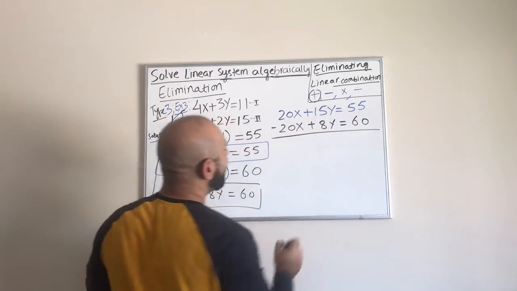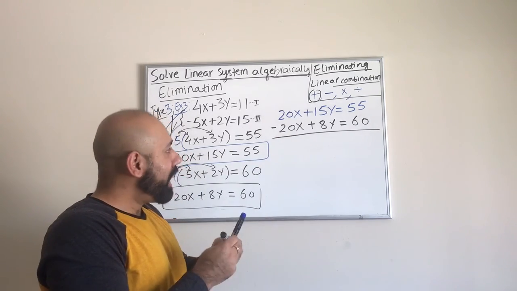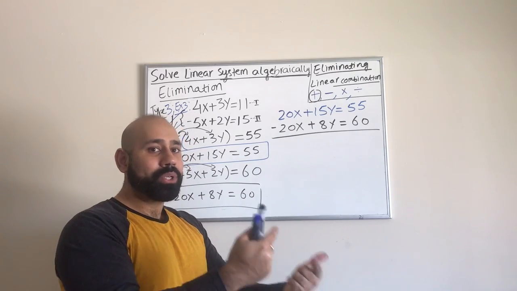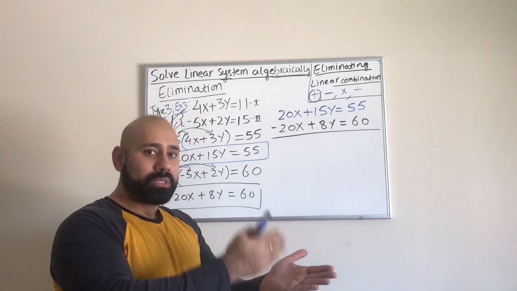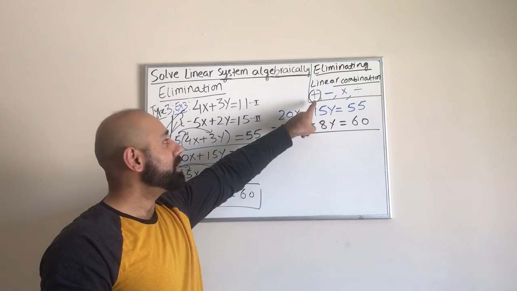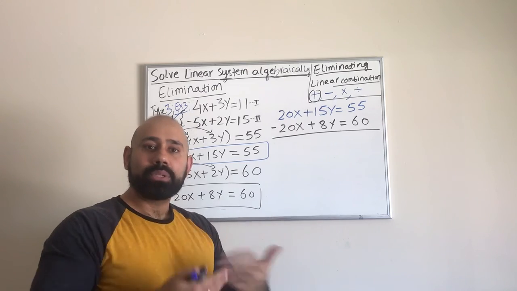Guys, from here we already know we just have to simply add these two. And how do I know I have to add these two? Because we already know what is the next thing that we want to accomplish. We want to get rid of one of the variables. We want to eliminate one of the variables. In this case, how can we accomplish that? Just by simply adding.